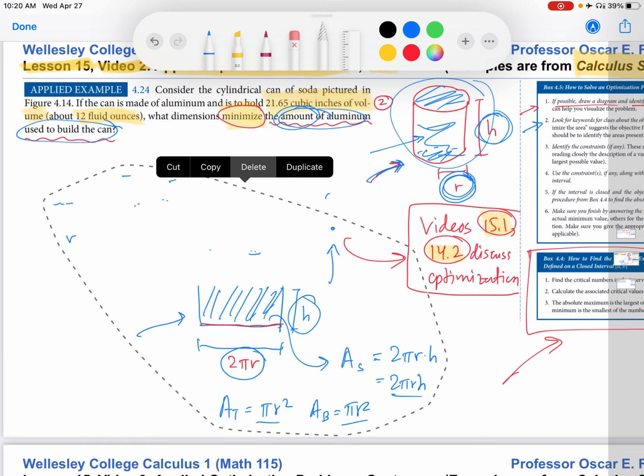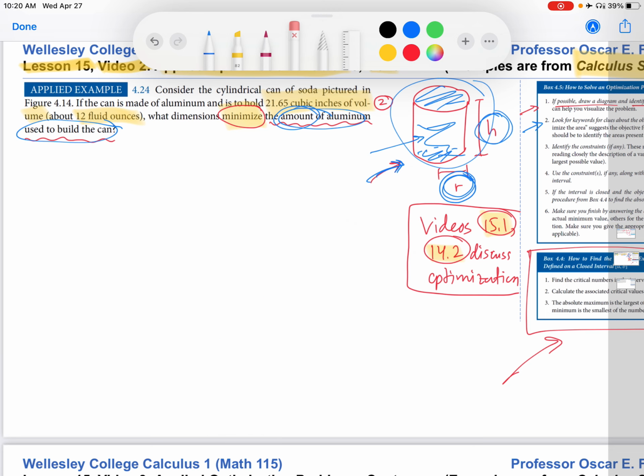Okay, so I'm going to speed things up a little bit here with erasing. And then we say, great. So the amount of aluminum, we're going to call that S for surface area, equals 2 pi r squared, the area of the top and the area of the bottom, plus 2 pi r h, the area of the side of the can. And then r and h here are the variables that we've identified. It seems like the units that they want us to use are inches. So we're going to think of r and h as having units of inches.